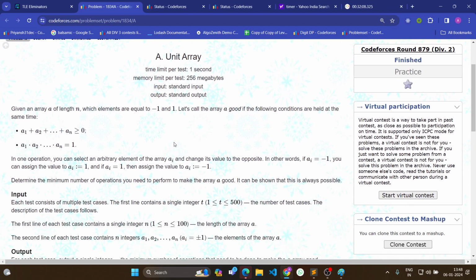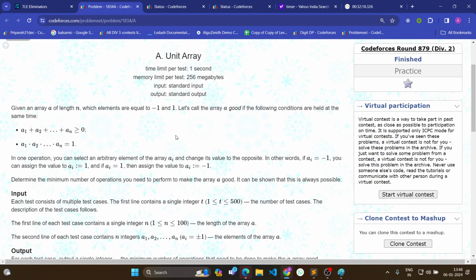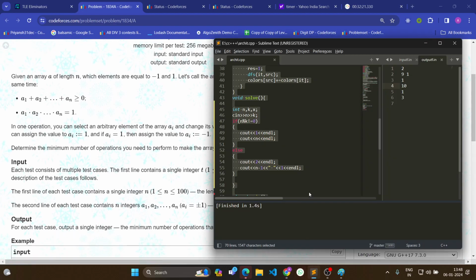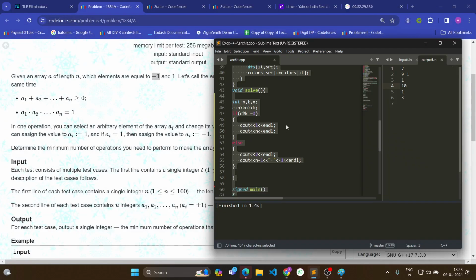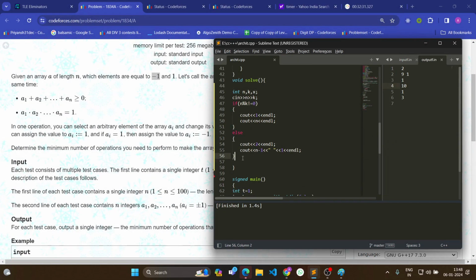You're given an array A of length n, whose elements are equal to minus 1 or 1 only. Let's call the array good if the following conditions hold true. The number of ones must be greater than the number of minus ones, and the product must be 1.